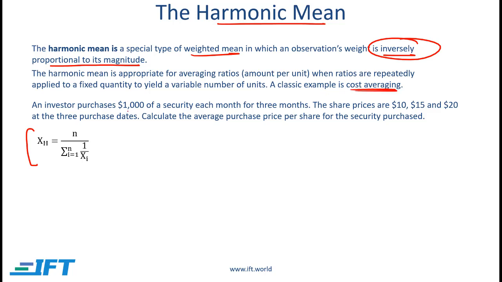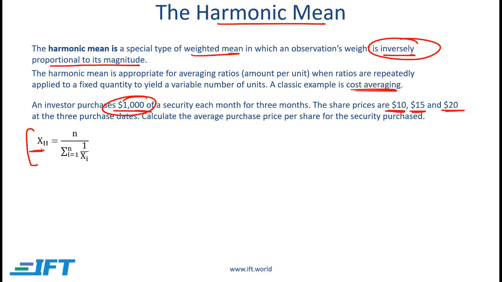Say an investor wants to spend $1,000 every month, so this is a fixed amount of money, to buy a particular stock. Now obviously every month the stock price or the share price will be different. So let's say in month 1 the share price is 10, in month 2 it's 15, month 3 it's 20. So the amount of money being invested is the same, but the share price is different. And we want to know what is the average purchase price. And this is where we use the harmonic mean.